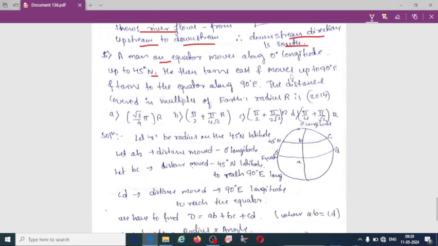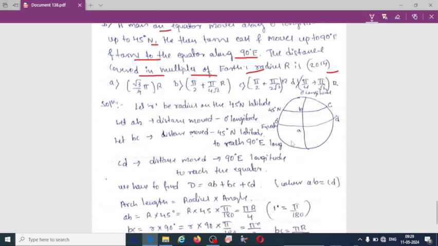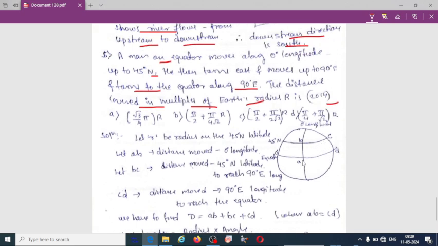A man on the equator moves along 0 degree longitude up to 45 degree N, then turns east, moves up to 90 degree east, then turns to the equator along 90 degree east. The distance covered in multiples of earth radius R is. So this is a question from 2014. So here first you should draw the surface of the earth and mark the lines, the equator that is given here.